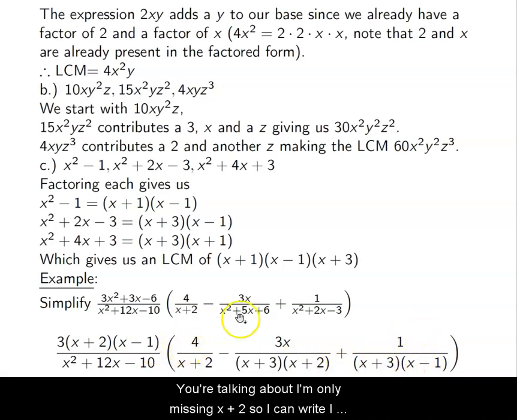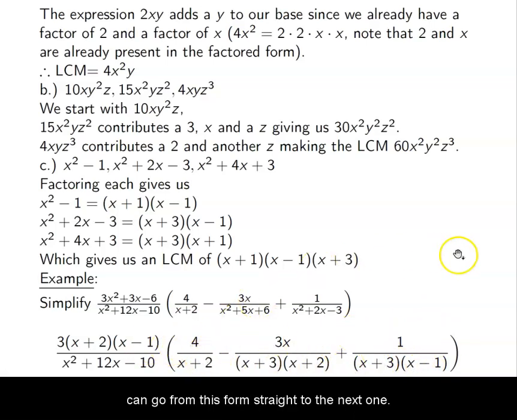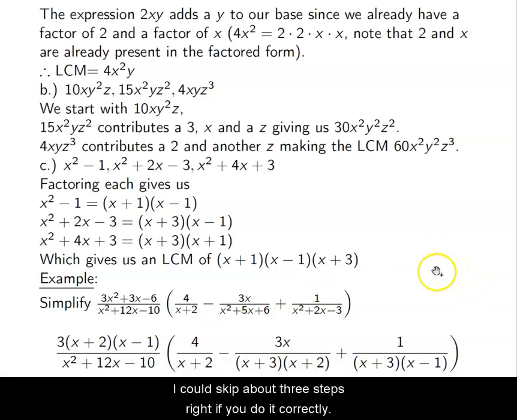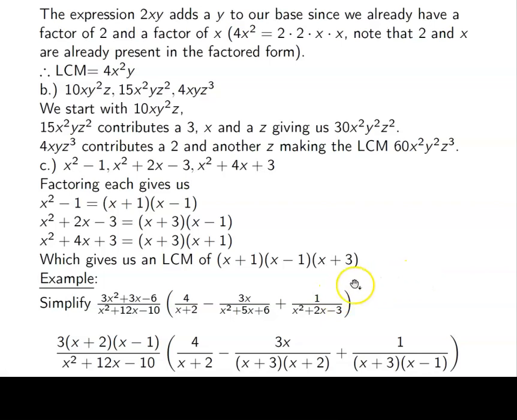So I can go from this form straight to the next line. I could skip about 3 steps, if you do it correctly. My denominator would be x plus 3, x plus 2, x minus 1. My numerator will be 4 times x plus 3, x minus 1, minus 3x times x minus 1, plus 1 times x plus 2. It's just the stuff that I'm missing from what's already there.